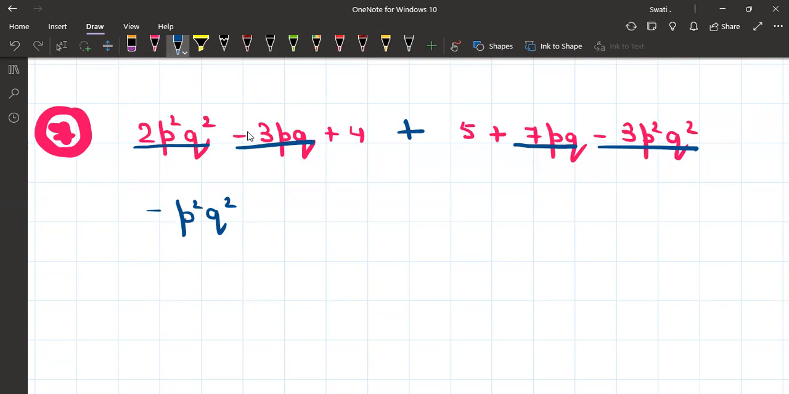Of course, 7 minus 3 is 4. So this will become plus 4pq. And then we have plus 4 plus 5. The answer is plus 9. And that is the answer. Okay, so we are done with this.